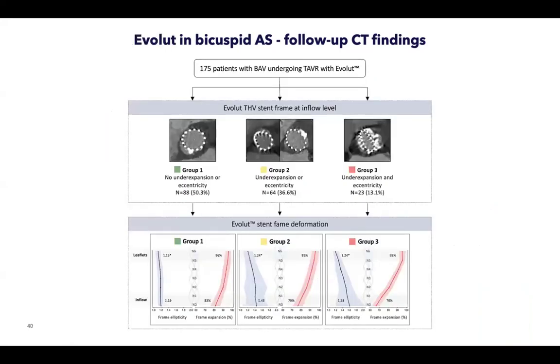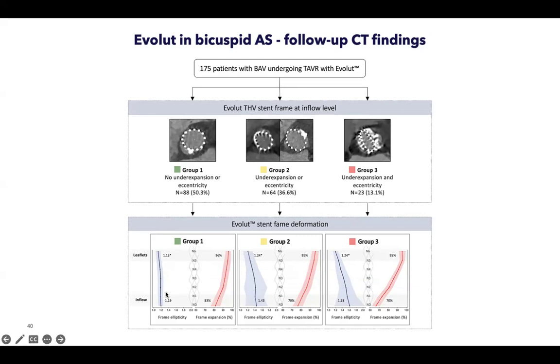I did the same exercise in Copenhagen. We have almost 200 Evolut in bicuspid implants with post-TAVI CTs. You see here the analysis. We also did an analysis of the stent frame, and we saw exactly the same. We saw in 50% of cases a good expansion, good circularity of the valve prosthesis. In 35%, either underexpansion or eccentricity at the inflow of the Evolut, and 15% with both underexpansion and ellipticity. Sometimes these valves indeed look like this, as you see here from the picture on the CT image for group 3.